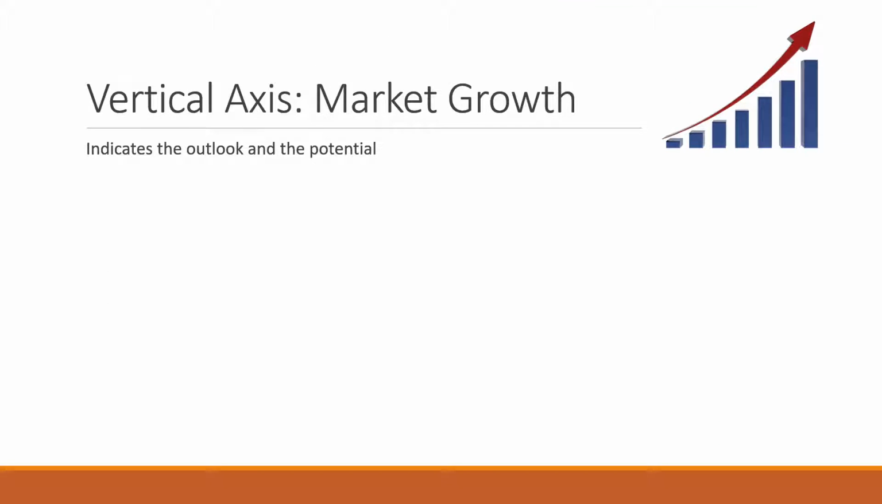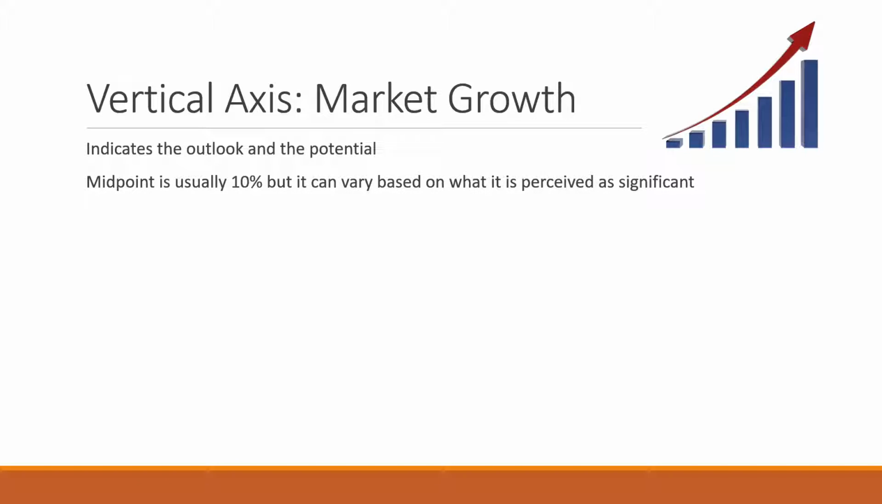The vertical axis in the BCG matrix instead measures the market growth expressed as a percentage. It indicates the future outlook of the market. Inside the growth share matrix, the midpoint is usually set at 10%, but it can vary according to what is considered significant inside each industry.